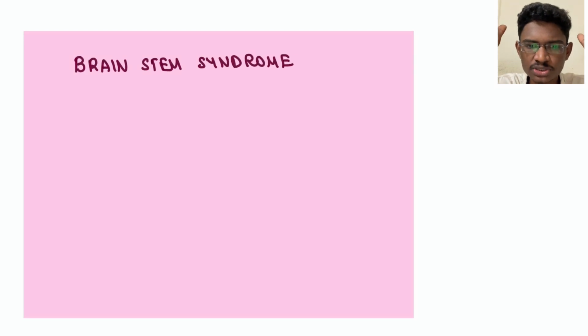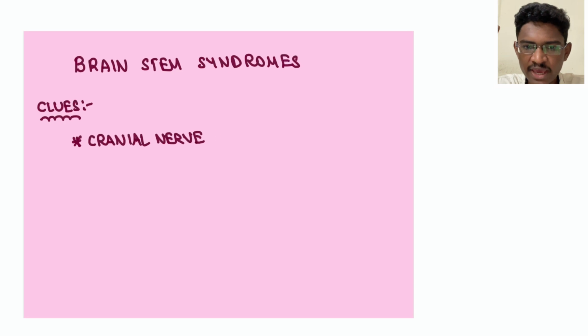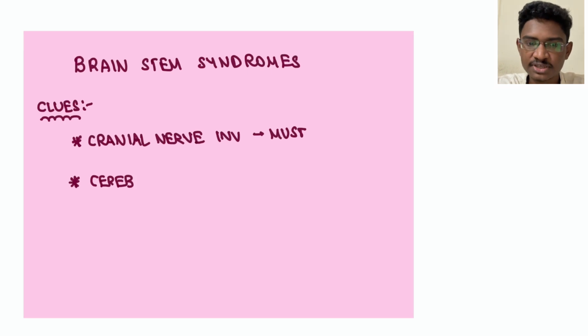So for this, if they ask about any brainstem syndromes in the exam, how to localize? Clues: first, in brainstem syndromes, it is a must to have some cranial nerve involvement. If it is 3-4, localize to the midbrain. If 5 is there, then it might involve any part of the brainstem. That you should know. 5 can involve any part of the brainstem: midbrain, pons, medulla. Okay.